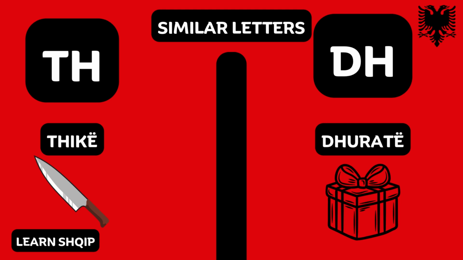And then on the other hand, we have letter D plus H, which in Albanian you can pronounce this way: dh. For example, gift, dhurat. Once again, T plus H, th, and then D plus H, dh.